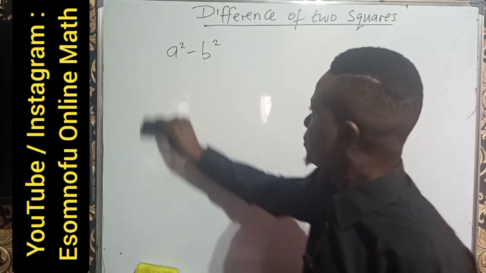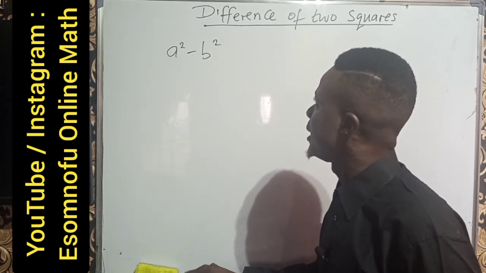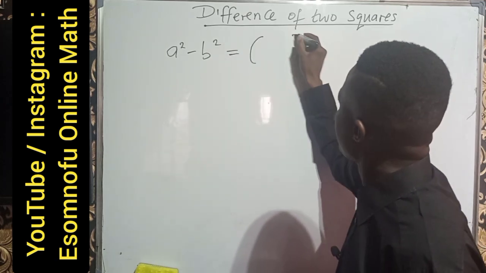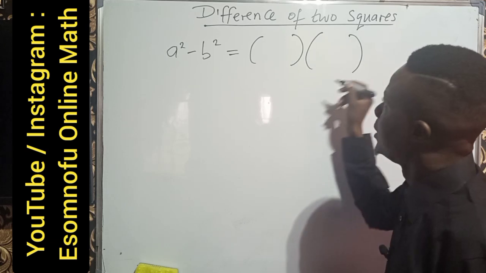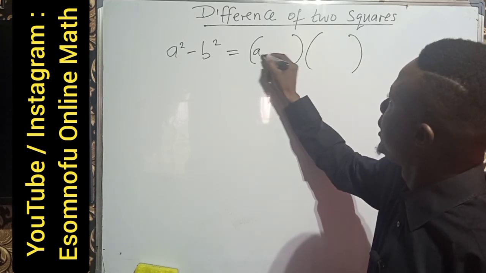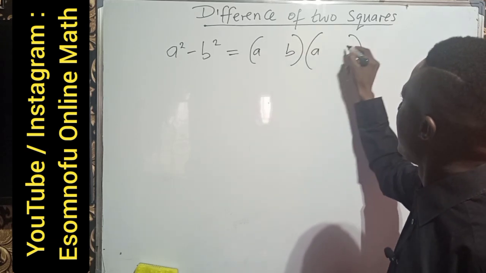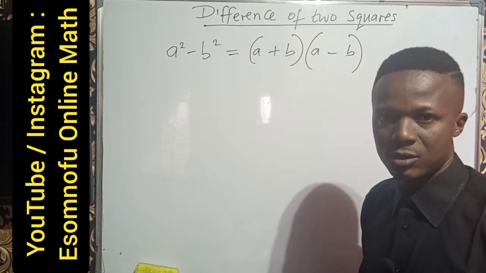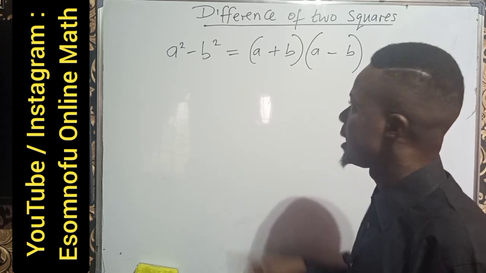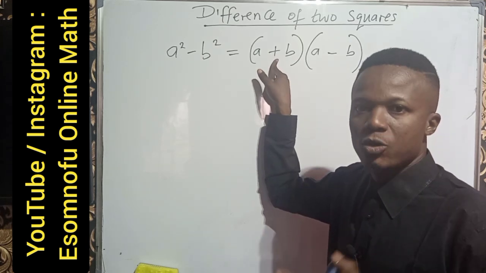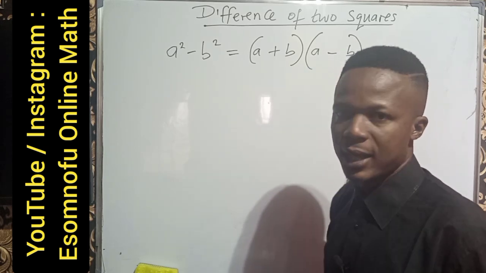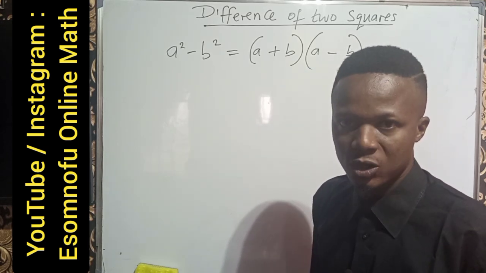Now when you have a squared minus b squared, the answer is just to form two brackets like I'm doing. The letters you are having here are a and b, a and b. One bracket can be plus, the other can be minus. There is no rule that says you must start with plus first. You can actually start with minus before you get to plus. Nobody penalizes you for this. They are the same result.